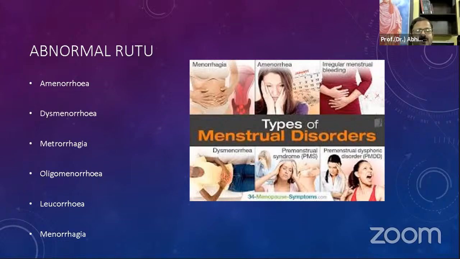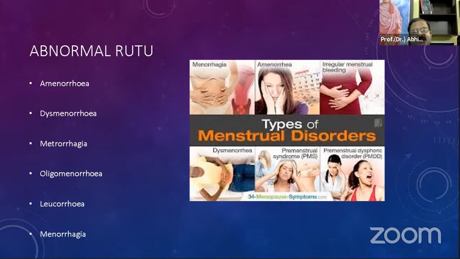That is amenorrhea. Amenorrhea means there is absence of the menstrual cycle. Dysmenorrhea means painful menstrual cycle. Metrorrhagia means there is a large quantity of bleeding in females. Oligomenorrhea, less quantity of the menstrual blood. Leukorrhea, there is a white discharge at the time of the menstrual cycle, or even in the other period also.